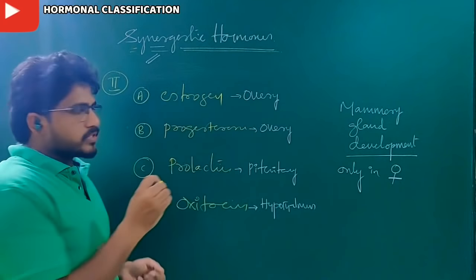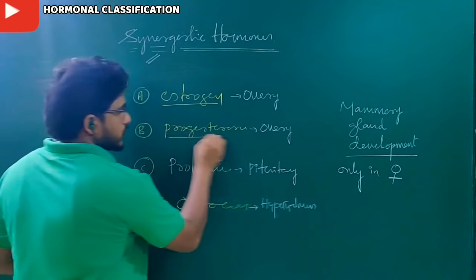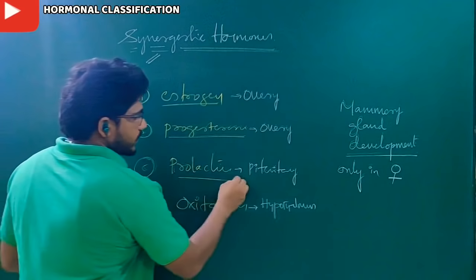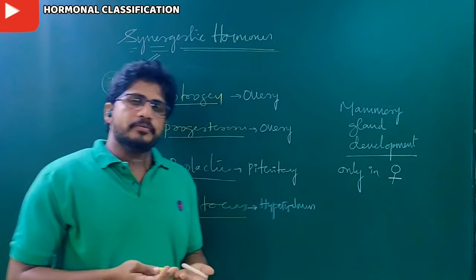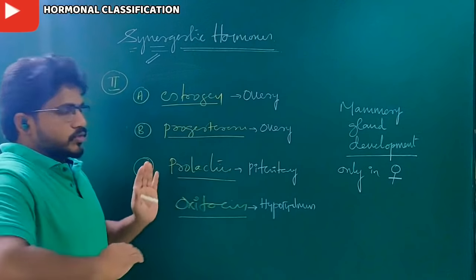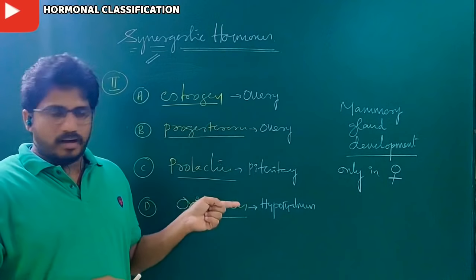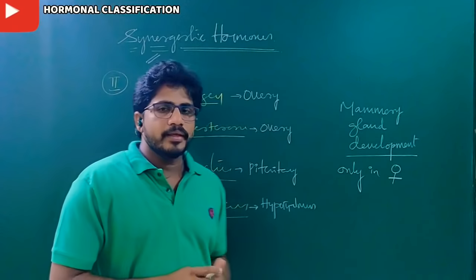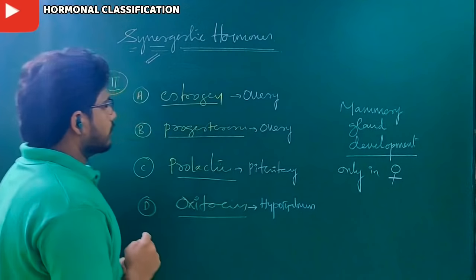And let me see the composition. Estrogen is a steroidal hormone, isn't it? Progesterone, steroidal hormone. Prolactin, protein hormone. Oxytocin, protein hormone, peptide hormone. So their sources are different, their composition is different. How are all these four involved in mammary gland function, directly or indirectly? Let us see.